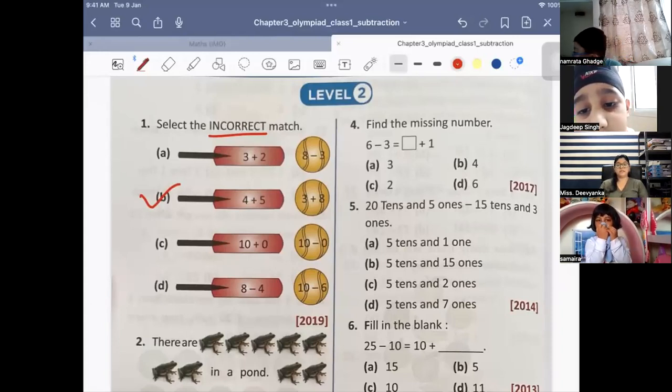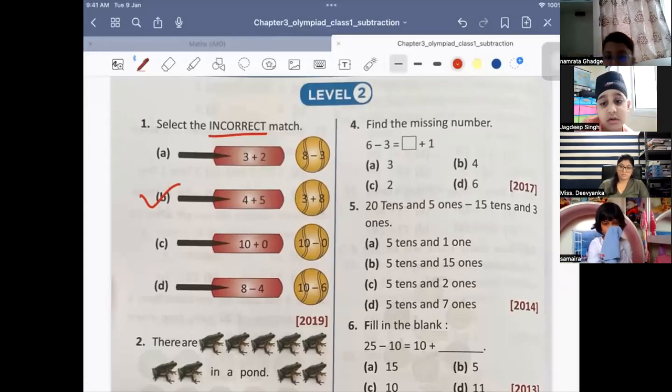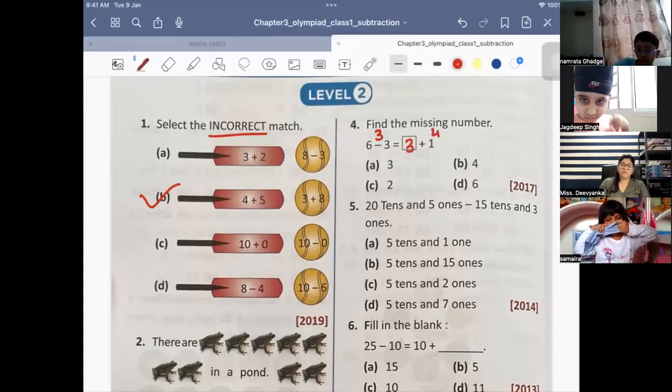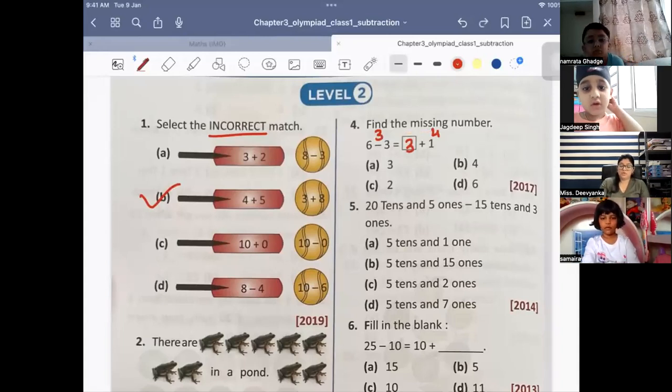What would be the correct answer here? 6 minus 3 comes here. What is 6 minus 3? 3. Dash plus number 1. Option A. If I do 3 plus 1, the answer would be 4. Is it matching? No.